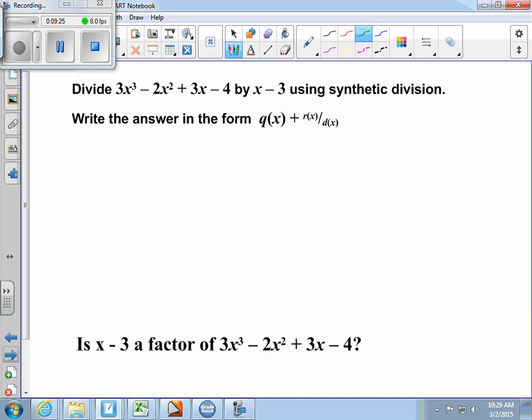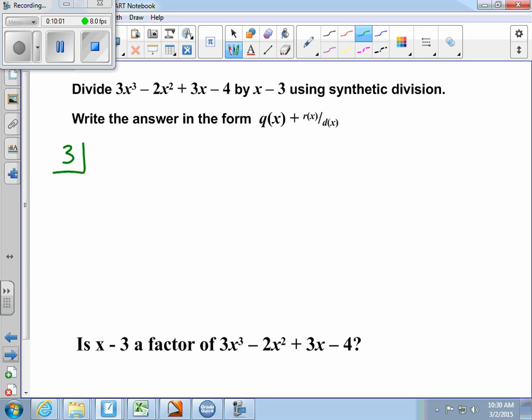So we're going to practice. And this says to write the answer in Q of x plus R of x divided by D of x. There are 2 forms. We'll write these in sometimes and I'll show you both. So, what goes in the box? 3 goes in the box. So if it had been a plus 3, with -3 on the side, that's right. I always change that sign.